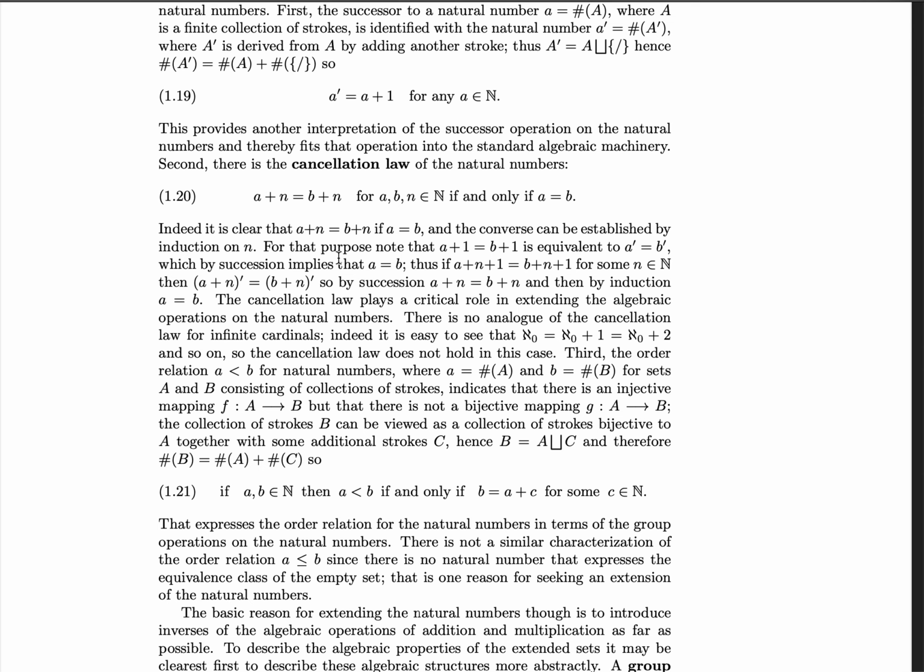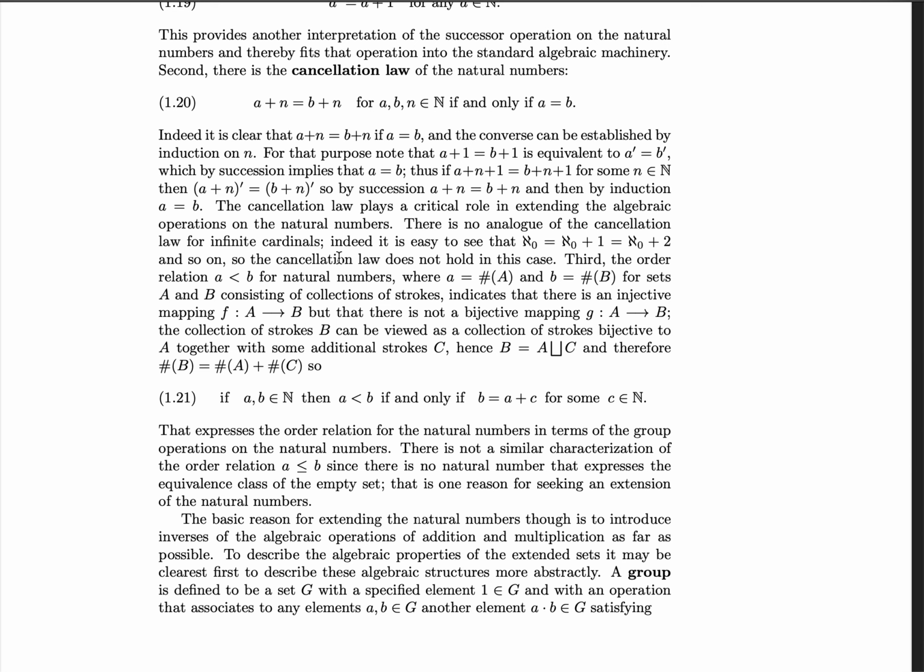This provides another way of considering the successor operation on the natural numbers, and we have the standard algebraic machinery that we've all learned in high school or middle school.